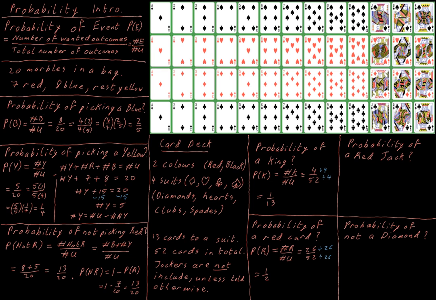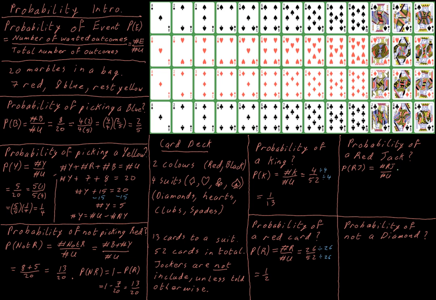Now, what's the probability of getting a red jack? There are 2 different ways of doing this, and we will look at both. So a red jack. Well, how many cards meet that description? We have red. How many red jacks do we have out of our total number of cards in the universe? So we have a jack of hearts and we have a jack of diamonds. So those are our 2 red jacks.